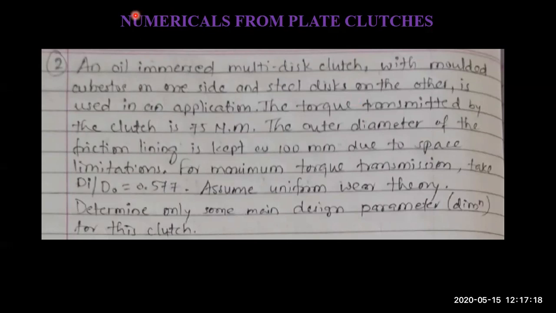So check this out. One numerical we solved yesterday. It was a single plate clutch, and this is the second numerical. Let's start off. An oil immersed multi-disc clutch, which is with molded asbestos on one side and steel disc on the other side. So this is the data which will be required.